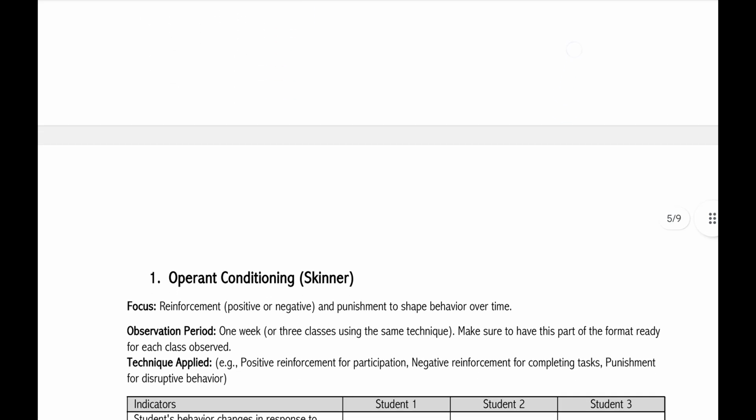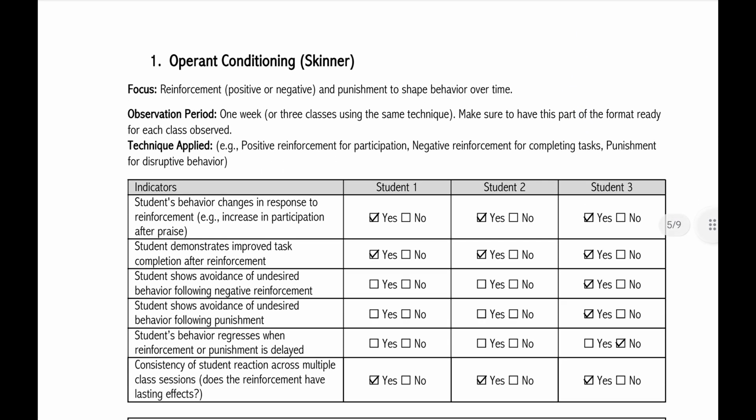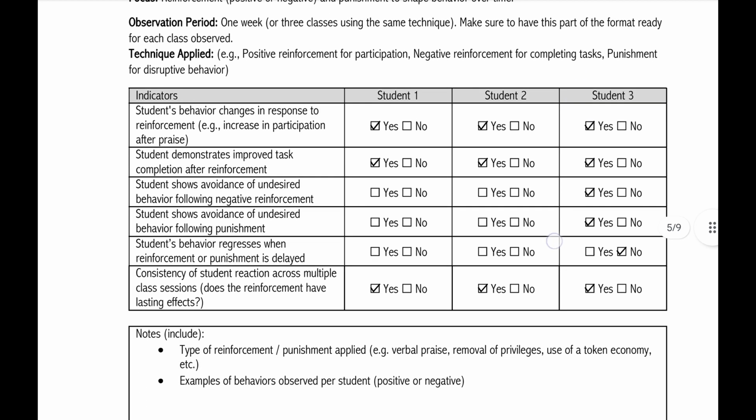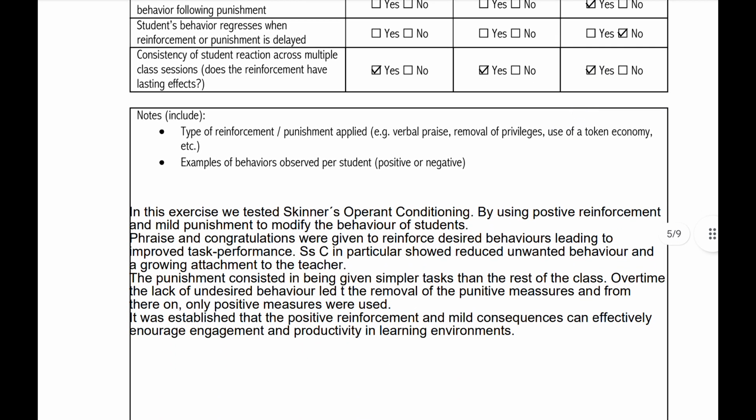So this is the names of the students again. And for Skinner's operant conditioning, this is the marking table, and the activity consisted of testing Skinner's operant conditioning in class. By using positive reinforcement and mild punishment to modify the behavior of students, that's what the experiment consisted of. Praise and congratulations were given to reinforce desired behaviors, leading to a growing attachment to the teacher. The punishment consisted of being given simpler tasks than the rest of the class.